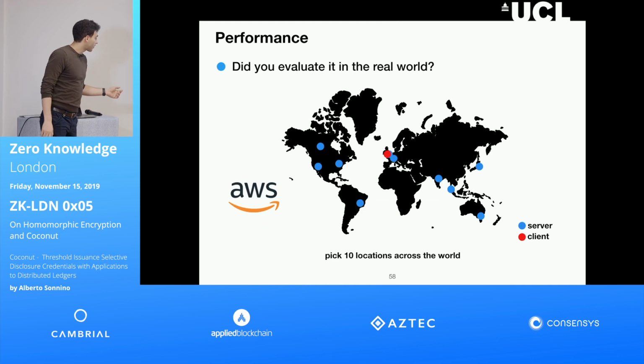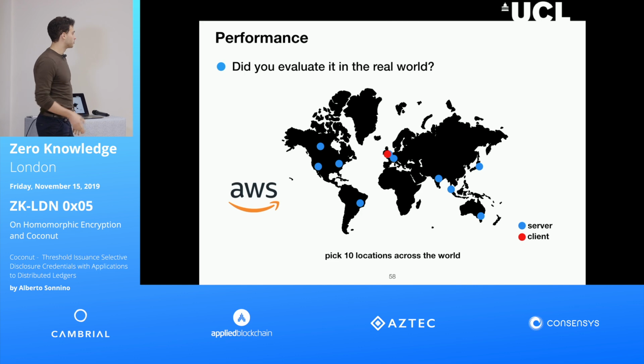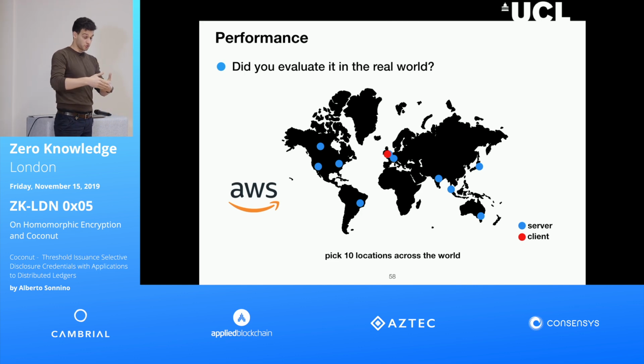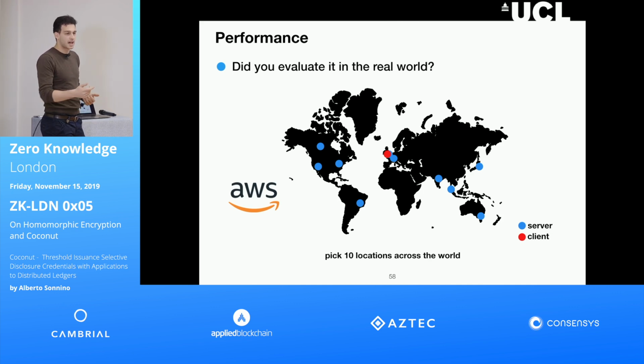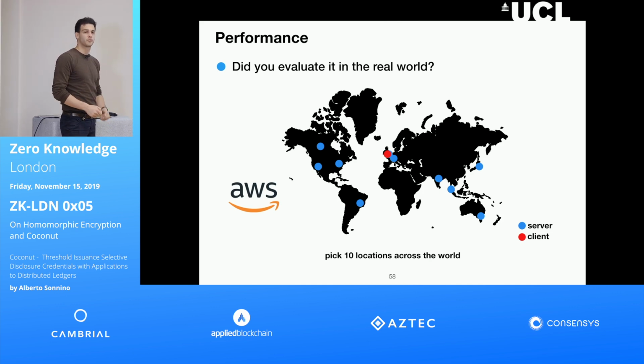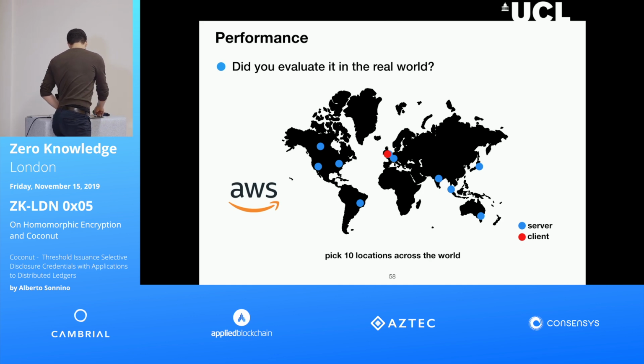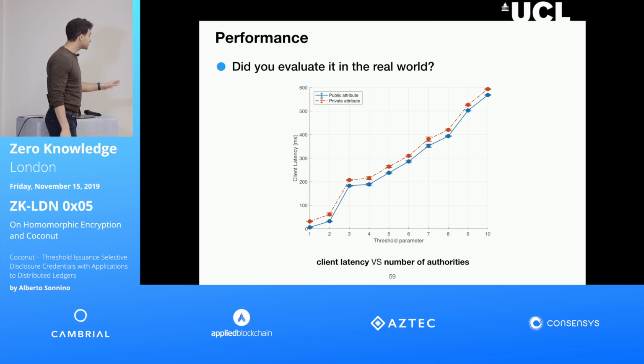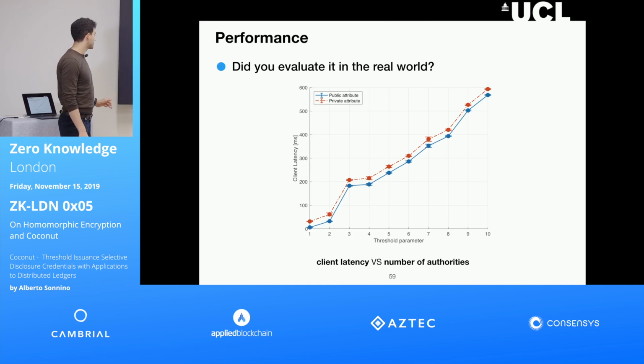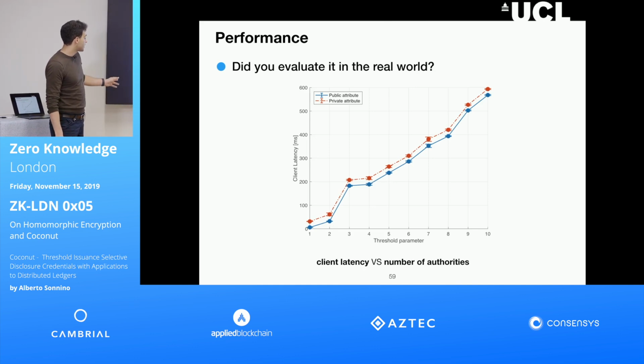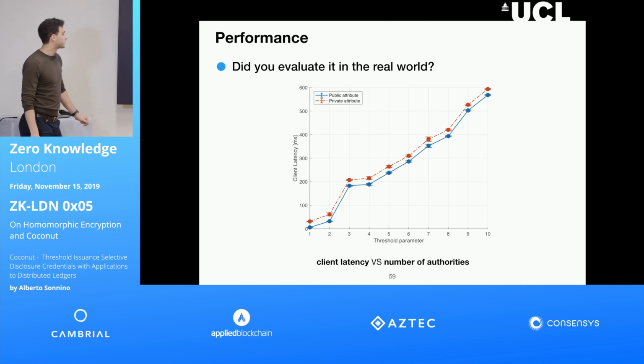And that's it. We tried to evaluate it in AWS to see what happens if we really put authorities all around the world, and to see the latency that we get as a user in order to get those credentials. Because if it takes hours, that's probably less useful for a coin tumbler than if it takes seconds. But it was fairly good. So this is how it behaves. It stays under the second if we go up to 10 authorities.